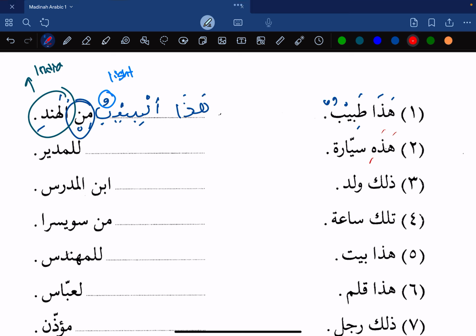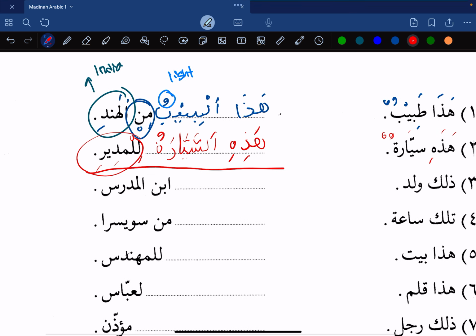This is not هذا. هذه سيارة. This is a car. Whose car is it? We're gonna make this someone's car. We're gonna say هذه السيارة للمدير. This is the principal's car. Mudir means principal. I think that's how you spell principal.